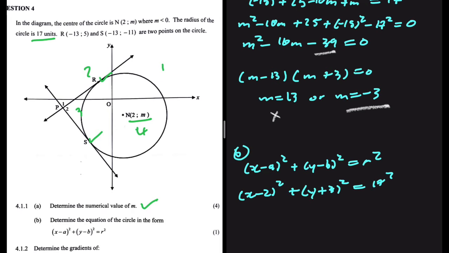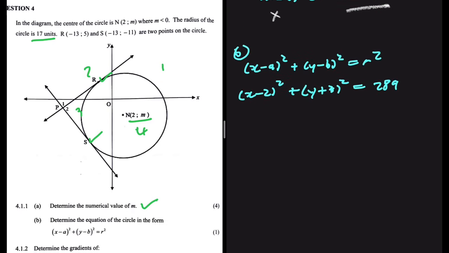So instead of writing 17 squared, we can write 289. So let me just do that instead. We have 289. And this is the equation of our circle.